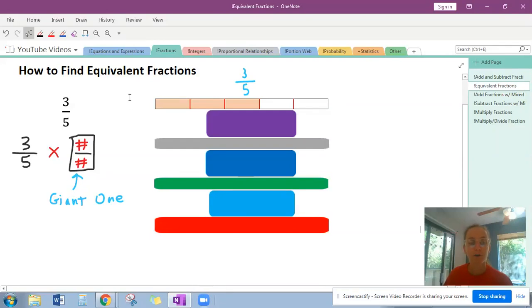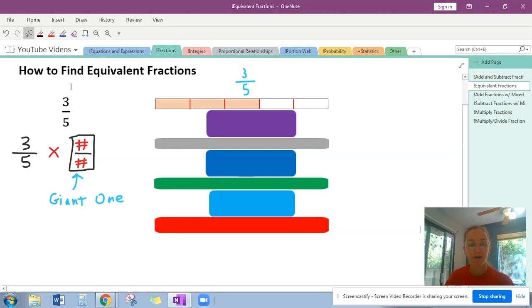All right, in this video, we're talking about how to find equivalent fractions. Equivalent fractions are just two fractions that are equal to each other, but they look different. Examples would be 1/2 and 2/4. Those both reduce down to 1/2, but technically they look different.